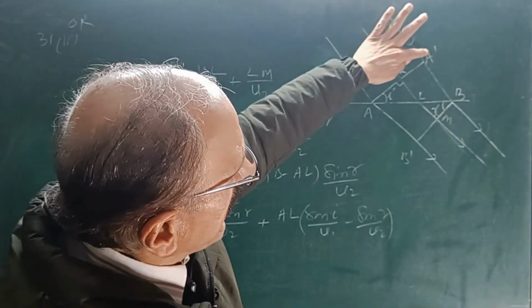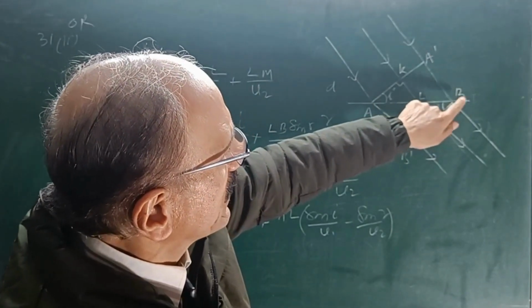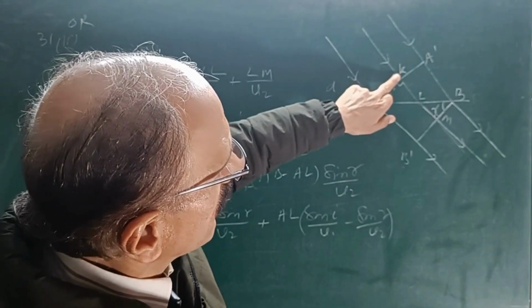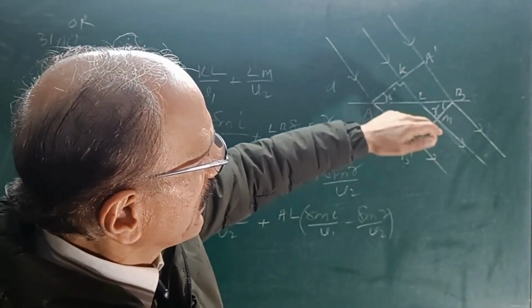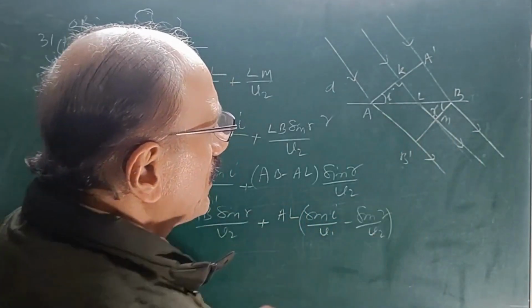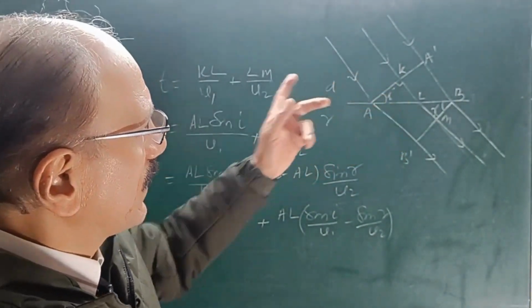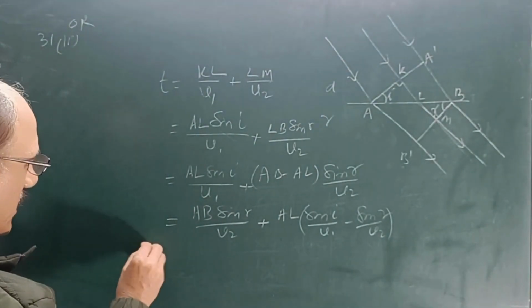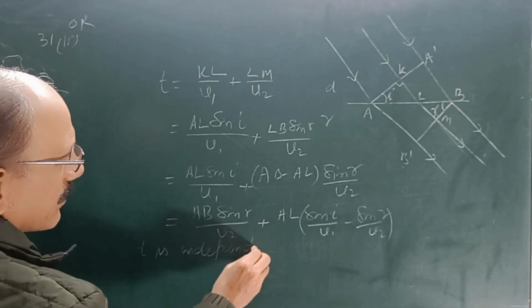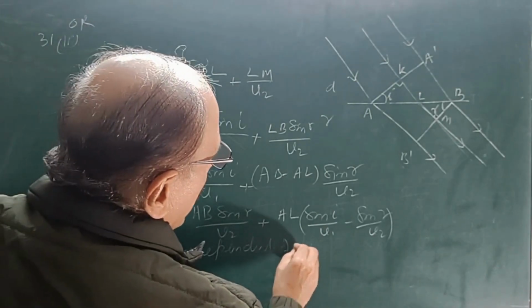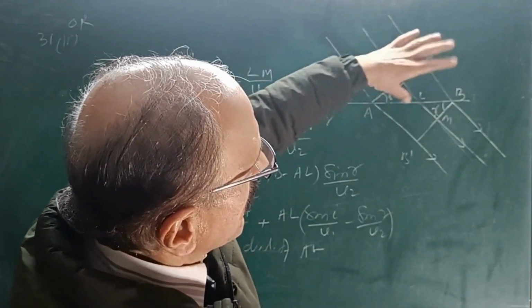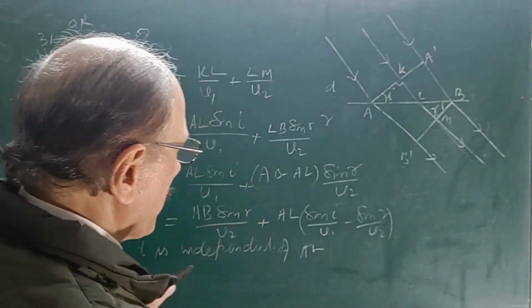The time A dash takes to reach B is the same as A reaching B dash, so it will be the same for K to M. That means if I consider this from here to this way, again there is no difference in time period. That means this t is independent of AL. If AL is small or large, it is not going to make any difference.